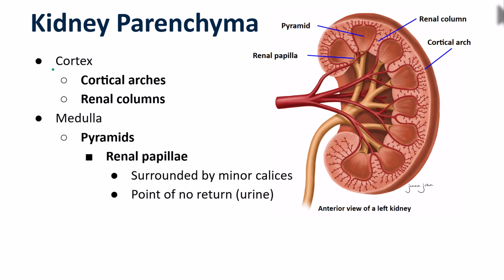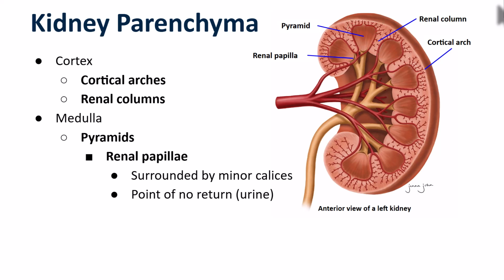The parenchyma is the metabolically active region of an organ, and the kidney parenchyma can be divided into two constituents. There is the outermost cortex, which surrounds the medulla. The cortex can be described in two regions. There are the portions that nestle between adjacent medulla. We call these renal columns. And then there's a portion of the cortex that's between the medulla and the outer capsule of the kidney, and we call that the cortical arch.